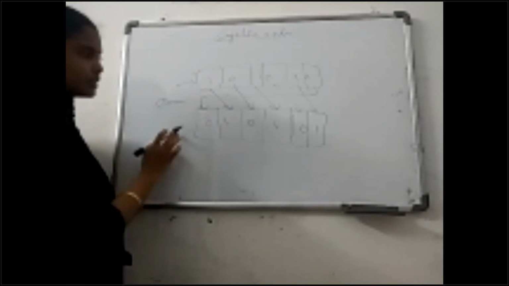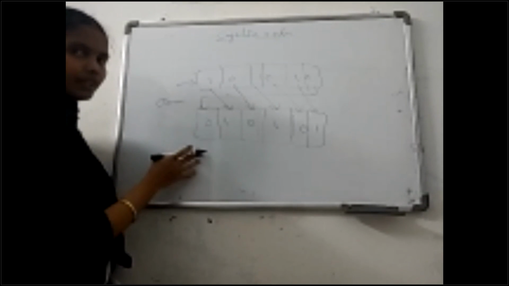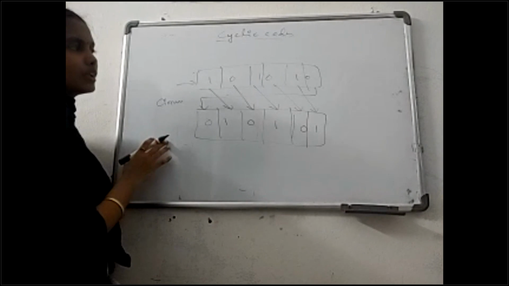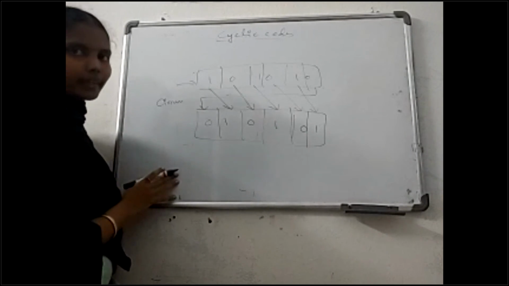So this is a code word which is given to the computer system. After circular shift, we are getting a valid code word. Okay. So cyclic codes can be shifted either left or right.